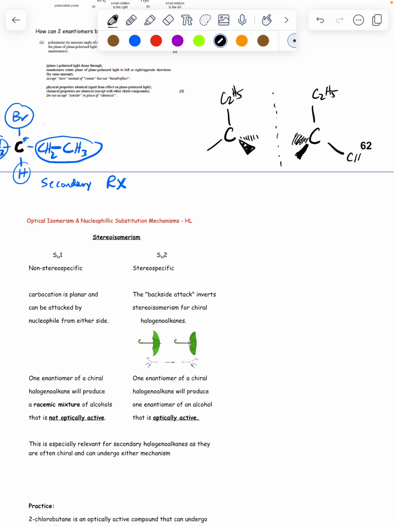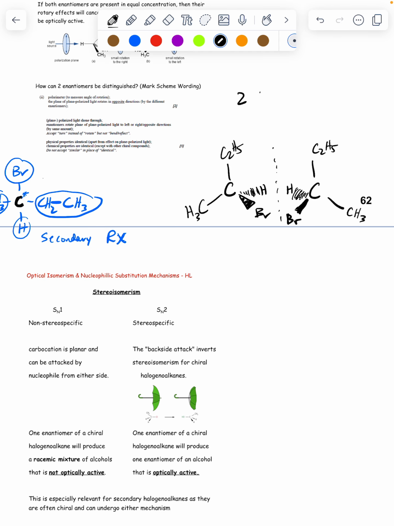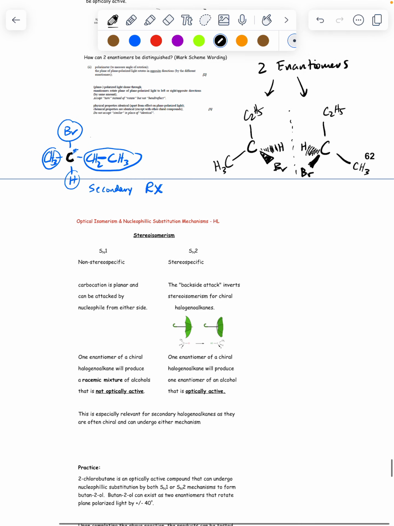I'll draw the methyl groups here, making sure that the carbon is clearly bonded to the carbon, and then I'll stick the bromine in the front, and I'll stick the hydrogen here. But you can put them anywhere you want, so long as they are clearly reflected. So these are the two enantiomers, the two mirror images that exist for 2-bromobutane. There are two different molecules that exist, optical isomers of each other.